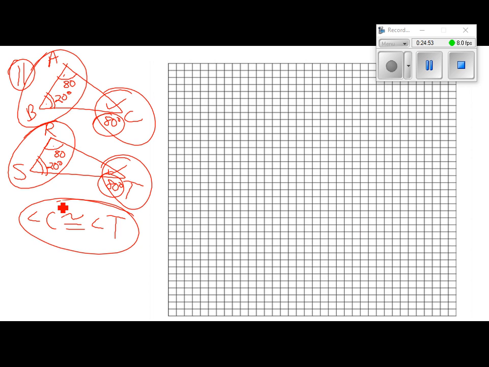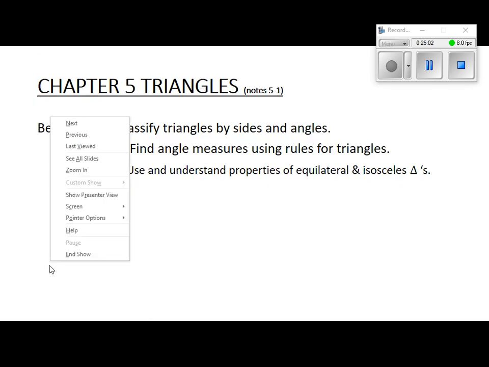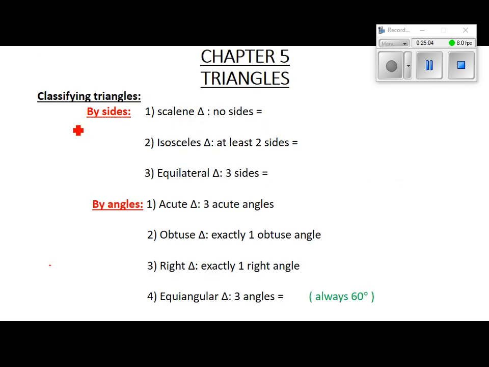Make sure your names are on those. You're going to lay them right here when you get back to your desk. Get out the notes. You're going to start copying down the notes from the board. Please make sure your names are on them.